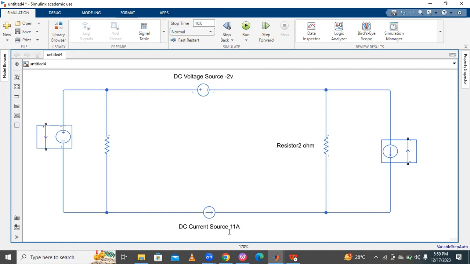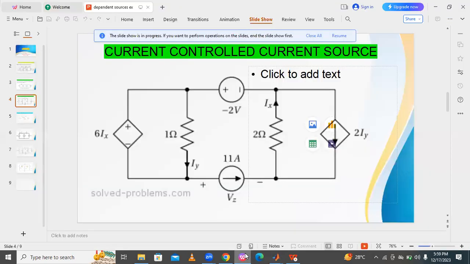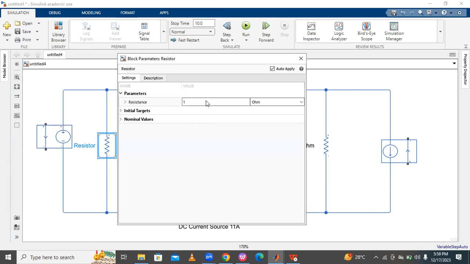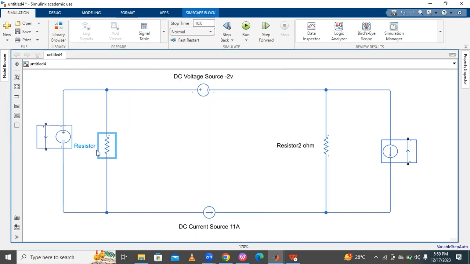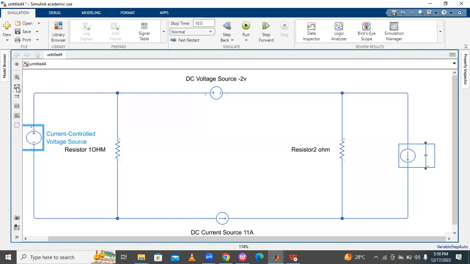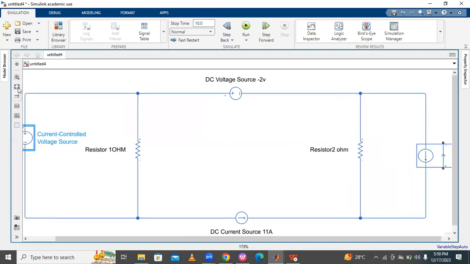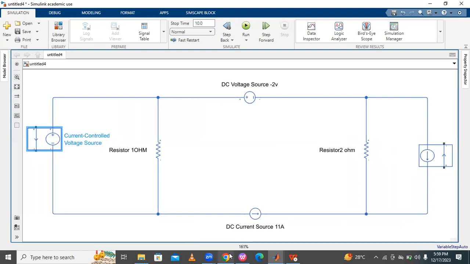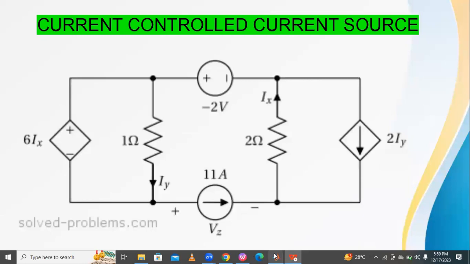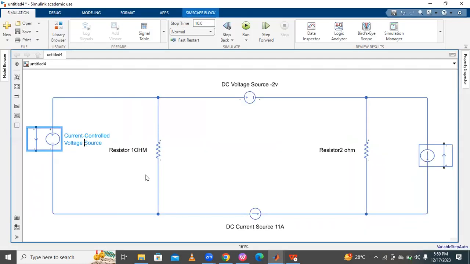This is our connection, and what is the resistance here? 1 ohm. Resistance is equal to 1 ohm. Okay, by default this is 1 ohm. That's why no need to change. Here 1 ohm. So right here 1 ohm. What is the current source? 6ix. So that's why, and then next connection depending.